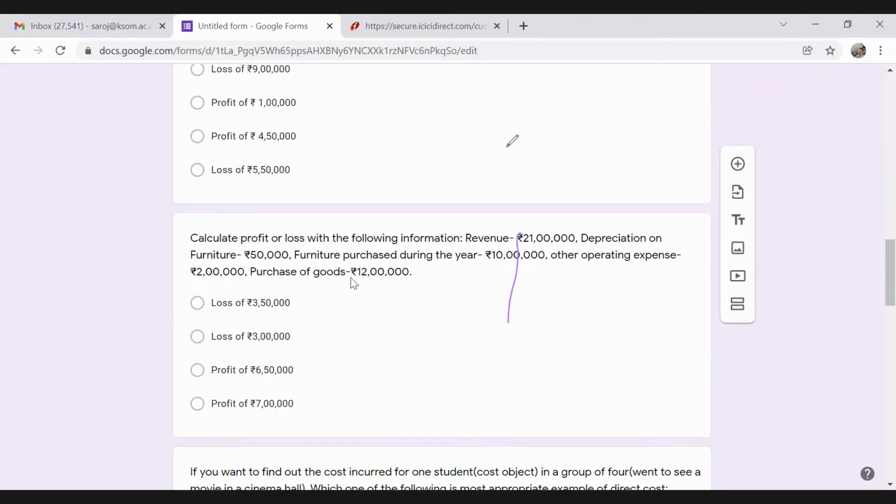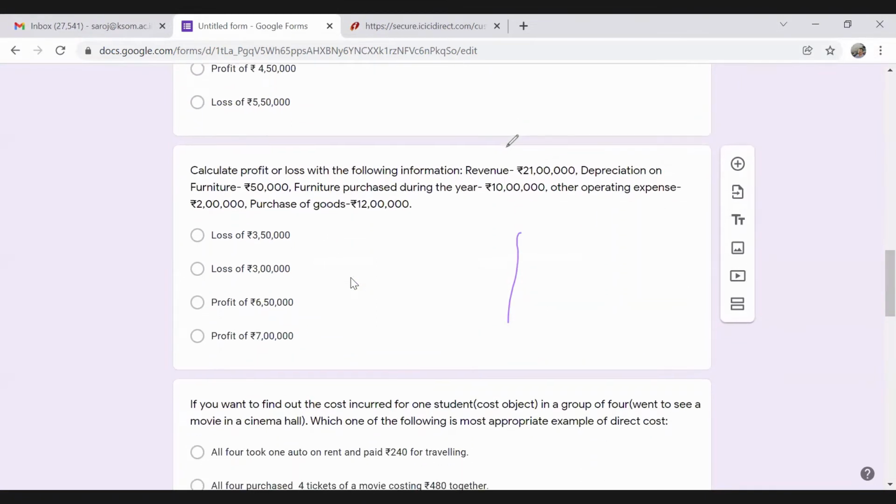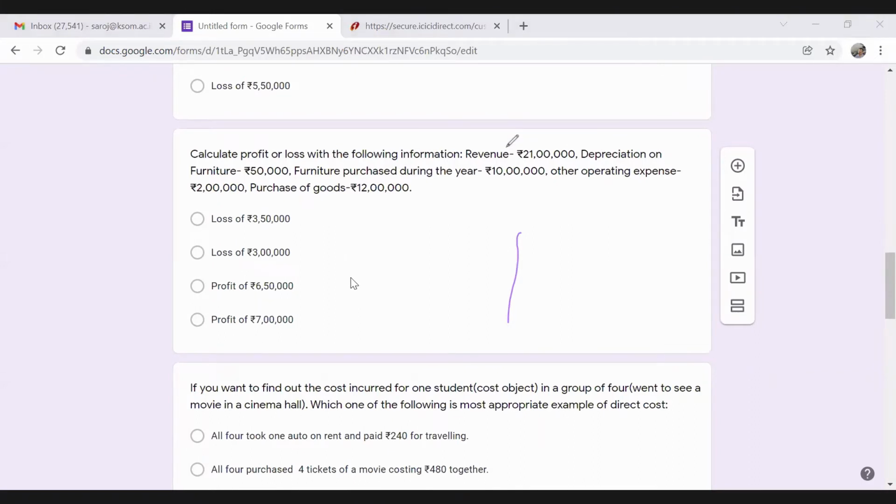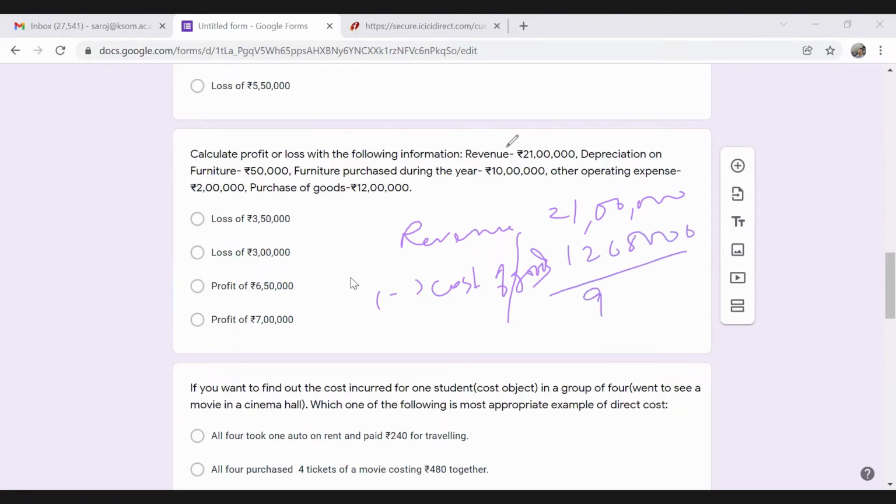Next one, calculate profit or loss with the following information. Once again, same, profit or loss. So I start with sales. Sales or revenue. Revenue is 21 lakh. Less purchase of goods. Cost of goods sold is purchase of goods. Assumption is that there is no inventory. All goods purchased are sold. So that becomes your cost of goods. 9 lakh is your gross profit.